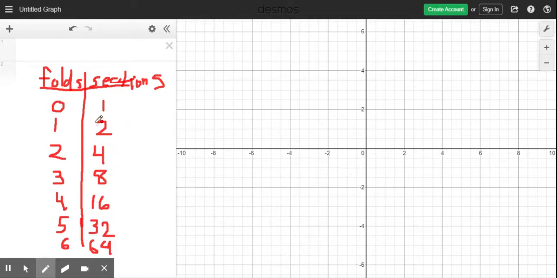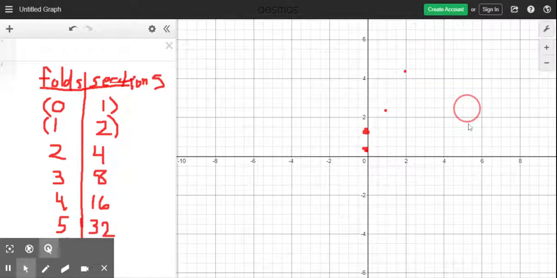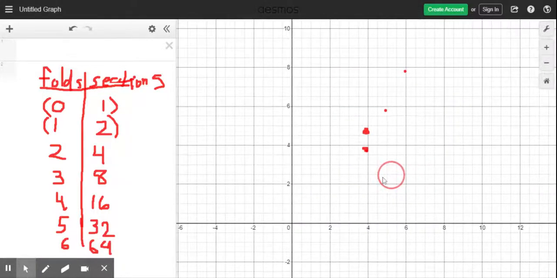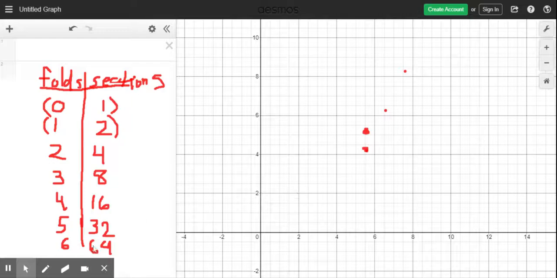So if we put this on a graph, the ordered pair 0, 1 means we start at 0, we go over 0, up 1. So we have this point right here. And over 1, up 2 would be the point 1, 2. Over 2, up 4 would be this point right here. I'm going to move my graph a bit.